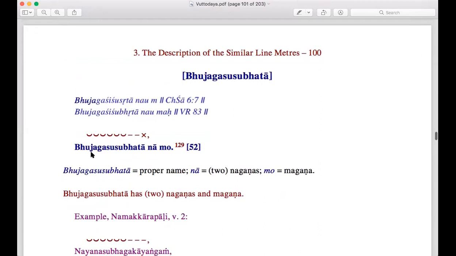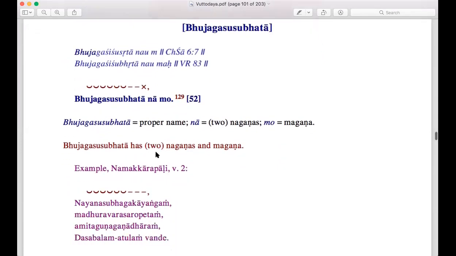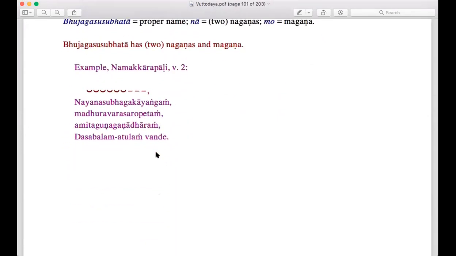So let's check it. Bhujaga is nagana, Susubha again nagana, and then ta na mo is magana. After 2 naganas, magana is there. Example is from Namakara Pāļi. Nayana subhaga ka yangang madhura vara sarupetang amita guna ganadharam dasabala matulang vande.